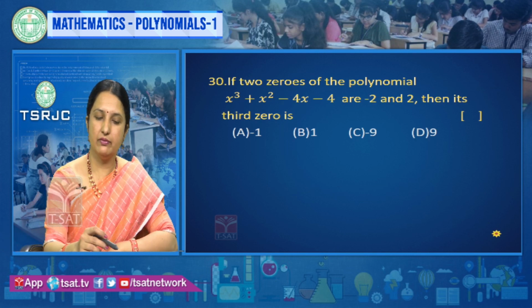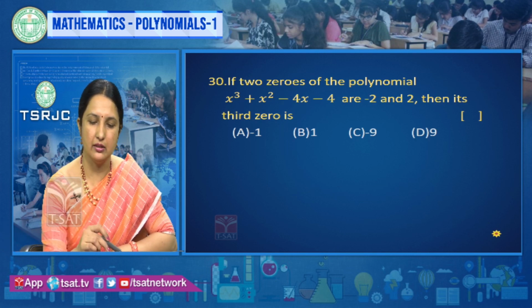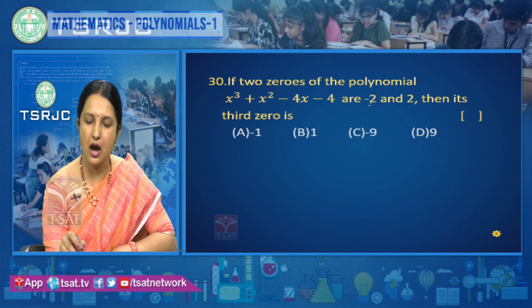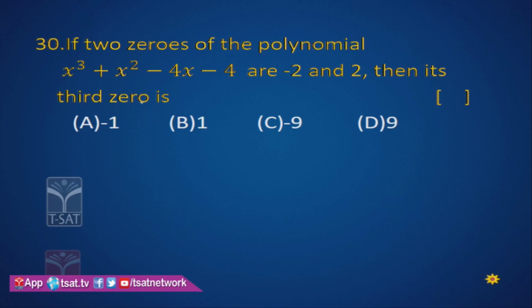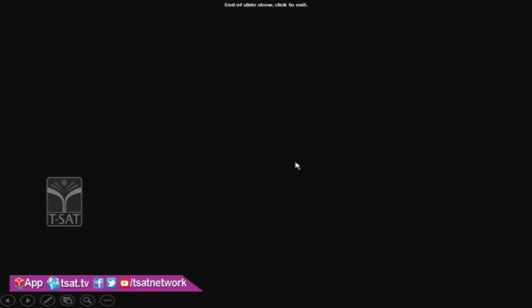The next: if 2 zeros of the polynomial x cube plus x square minus 4x minus 4 are minus 2 and plus 2, then its third zero is... This is a cubic polynomial, and 2 zeros are given, minus 2 and plus 2. Then the third zero we have to find out. Either you go directly from the options: minus 1, if you write in the place of x, you write minus 1 and check what you will get.